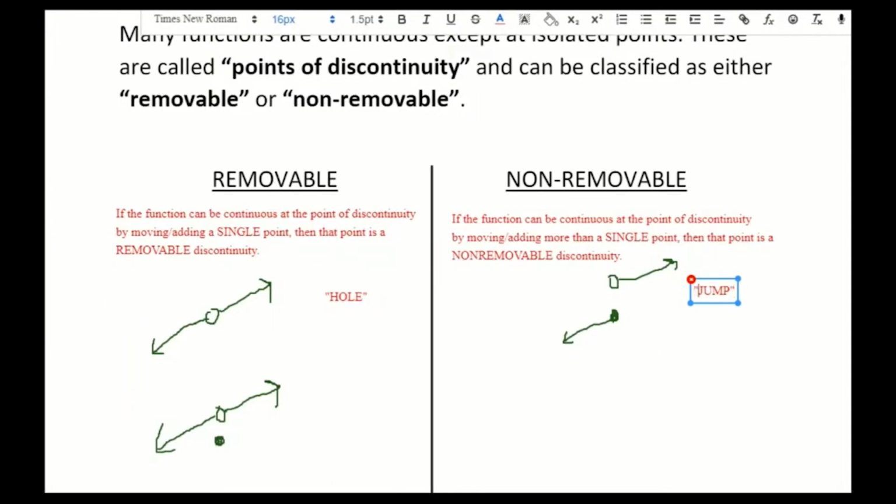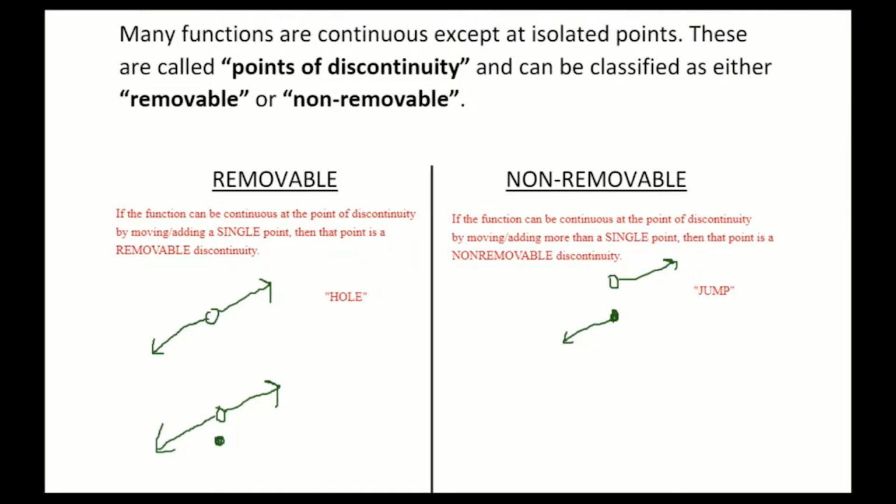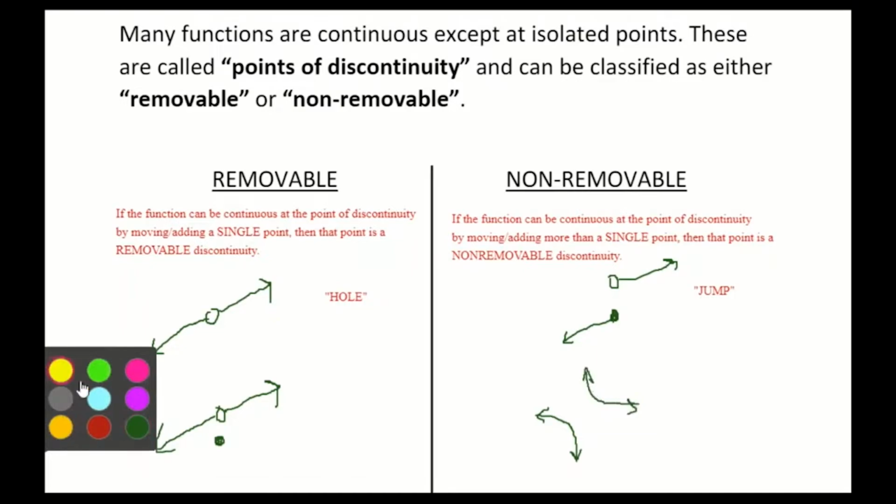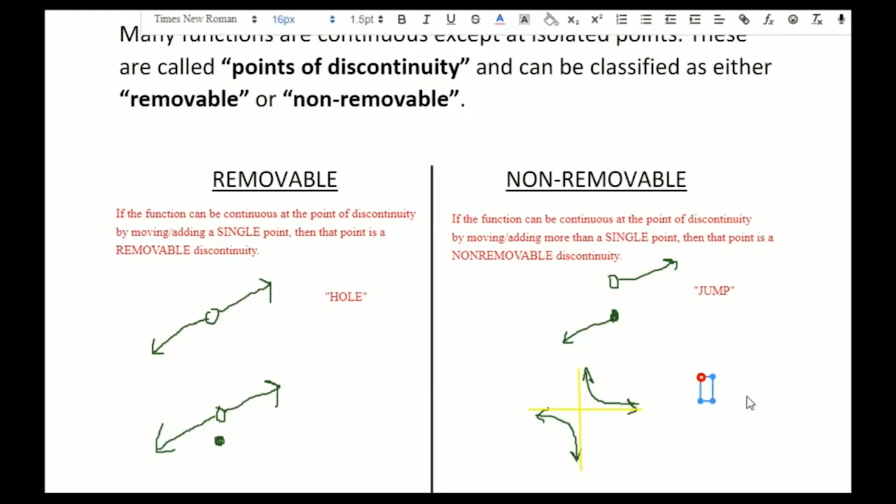Okay, and then another kind of non-removable discontinuity is when you have something like a vertical asymptote. So let's say we had the function 1 over x, right, which kind of looks like this, and it has some asymptotes here, like a vertical asymptote, horizontal asymptote, but this would be an example of what we call an infinite discontinuity. And so basically what's going on here is the limit does not exist.